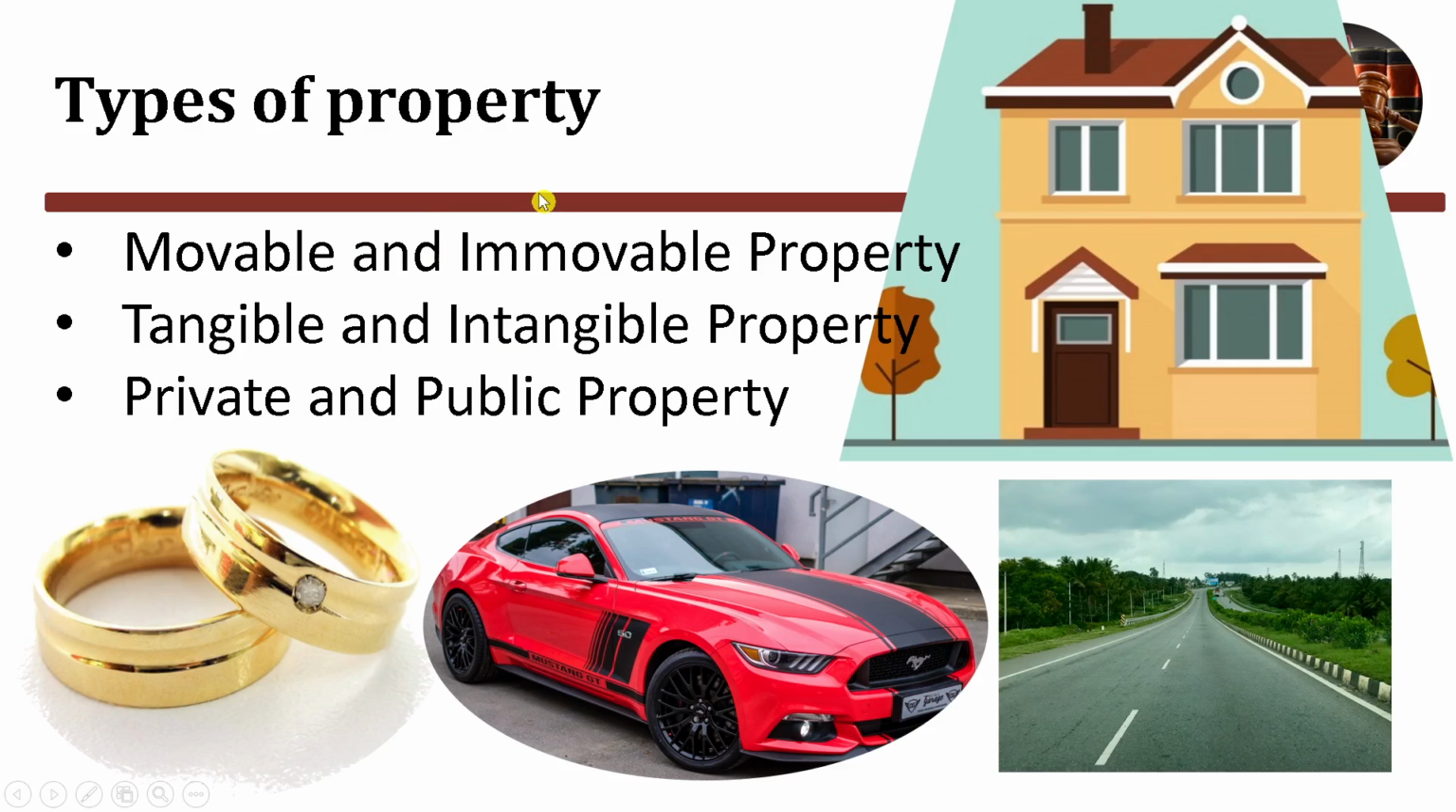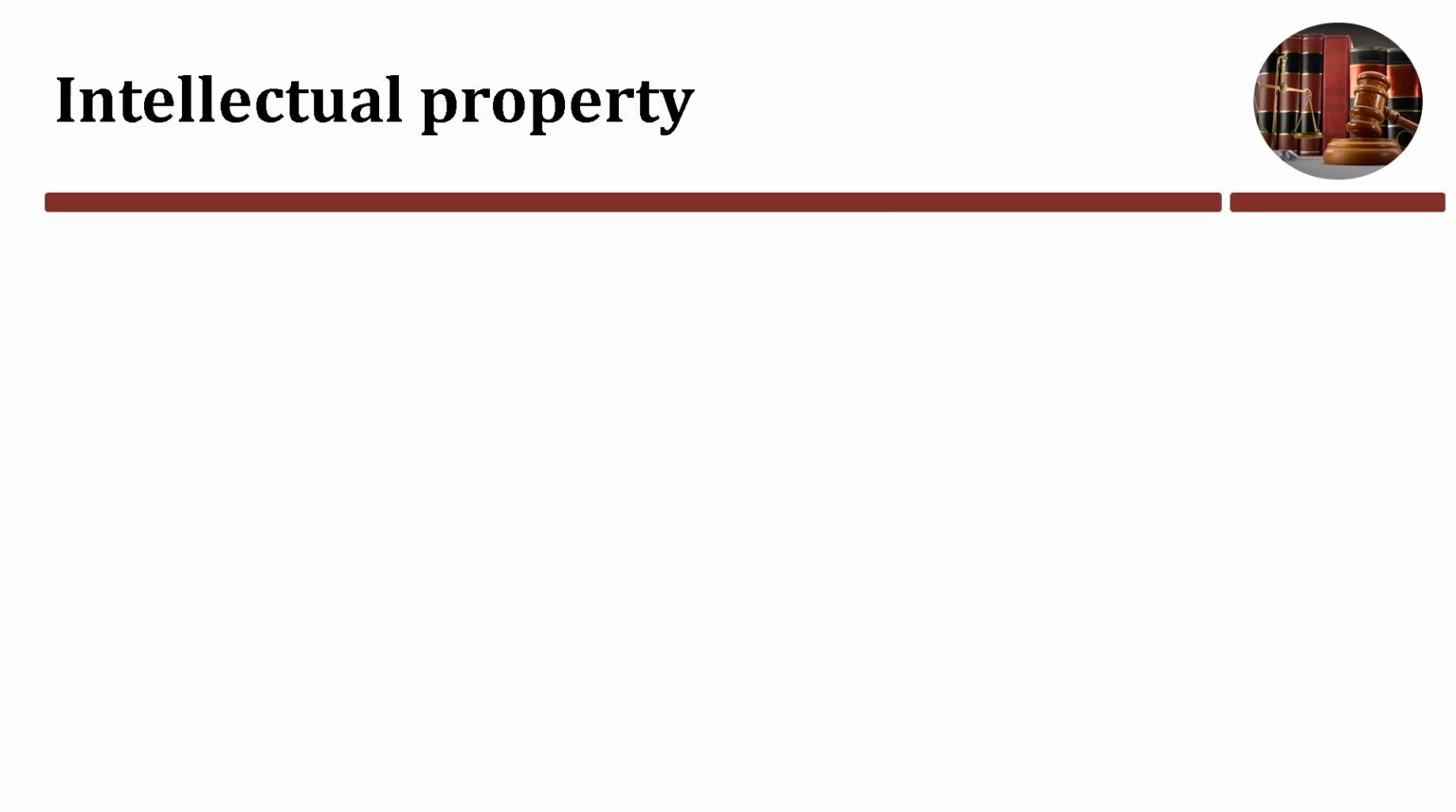And lastly, private and public property. People's personal belongings come under the private property. However, places like roads, parks, monuments come under the public property. So this was regarding the introduction of types of property.